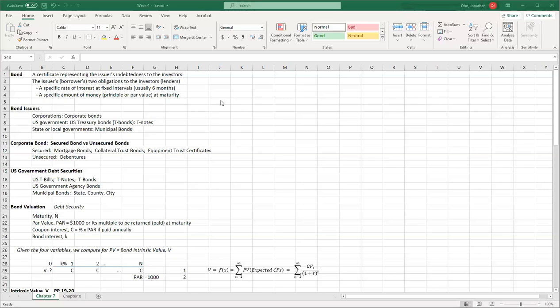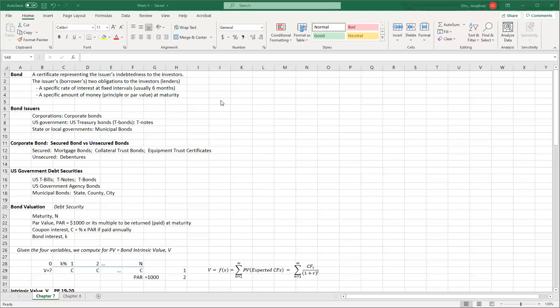If you look at the first cash flow, that's a series of multiple cash flows: the specific rate of interest at fixed intervals, every 6 months or every year. The second cash flow is just a one-time cash payment at maturity, a single sum.